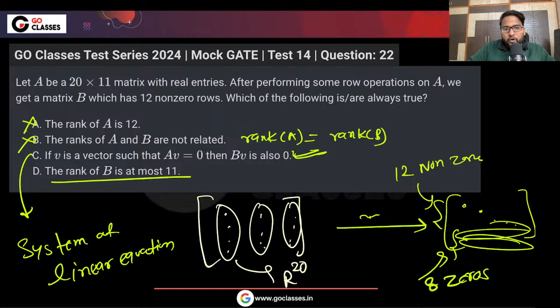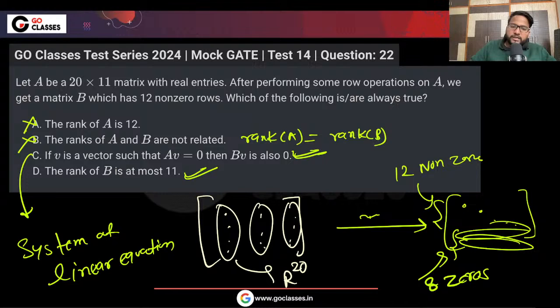That's true basically. Rank of B is at most 11, because this has 11 columns, so at most 11. Yes, rank of A is also at most 11, right?